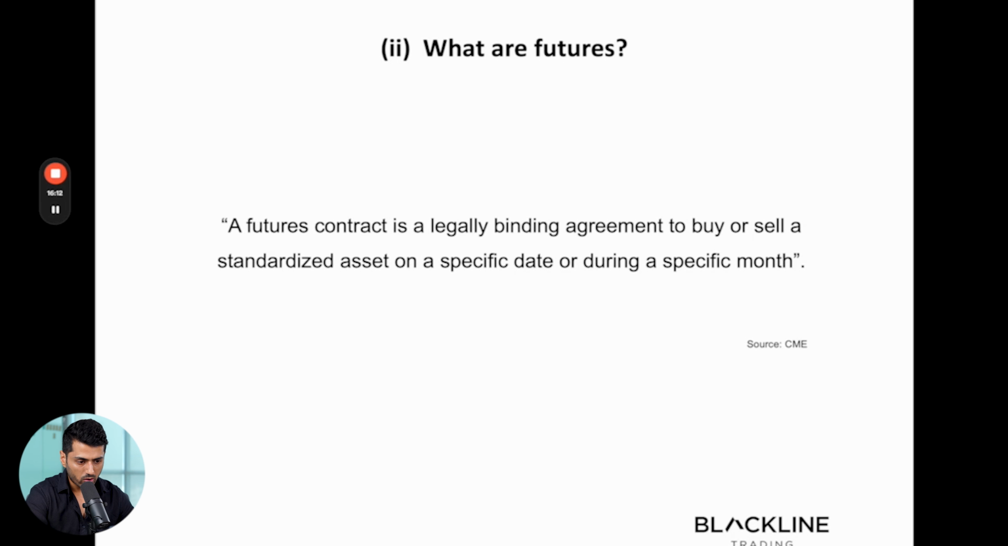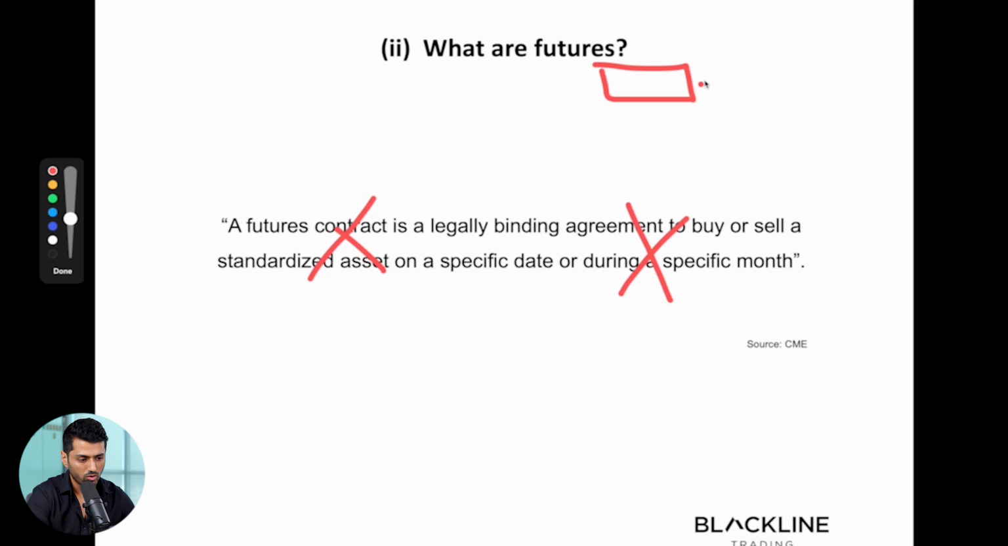Just looking very quickly at the legal definition. This definition is provided by the CME Group. A legal definition of a futures contract: it's a legally binding agreement to buy or sell a standardized asset on a specific date or during a specific month. Now, this again is a legal definition. You really do not have to worry about all this stuff. All you need for futures trading is to have some money in your account, and then you go long depending on your long bias, or you can go short as well depending on your short bias.